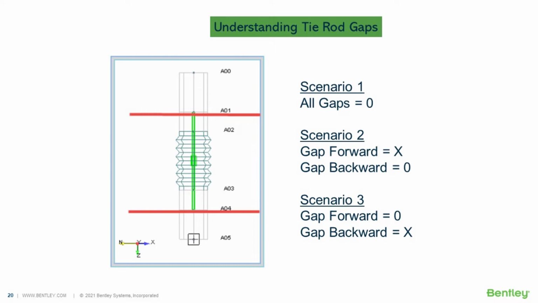And scenario three shows gap forward is zero and gap backwards is X. In this case, the node point can move a total of X distance away from one another on the established axis direction. And again, once that X gap is closed, the support becomes rigid again.